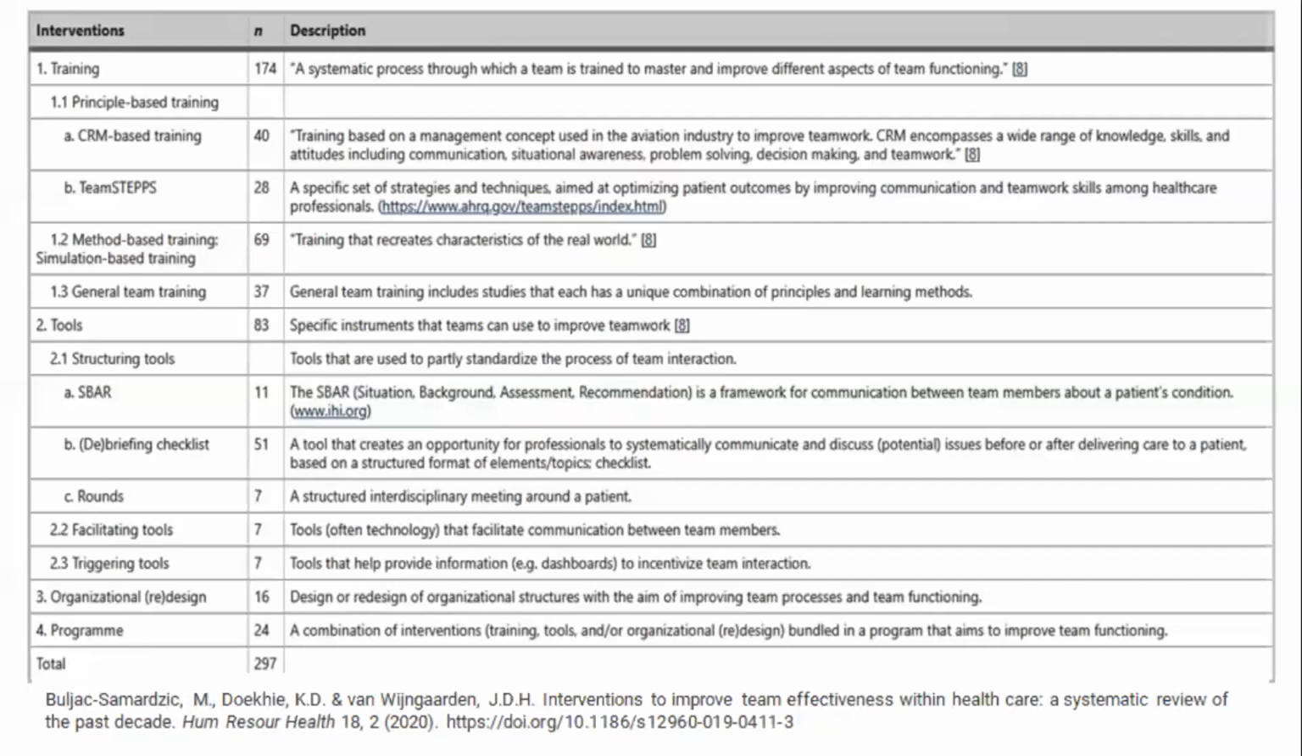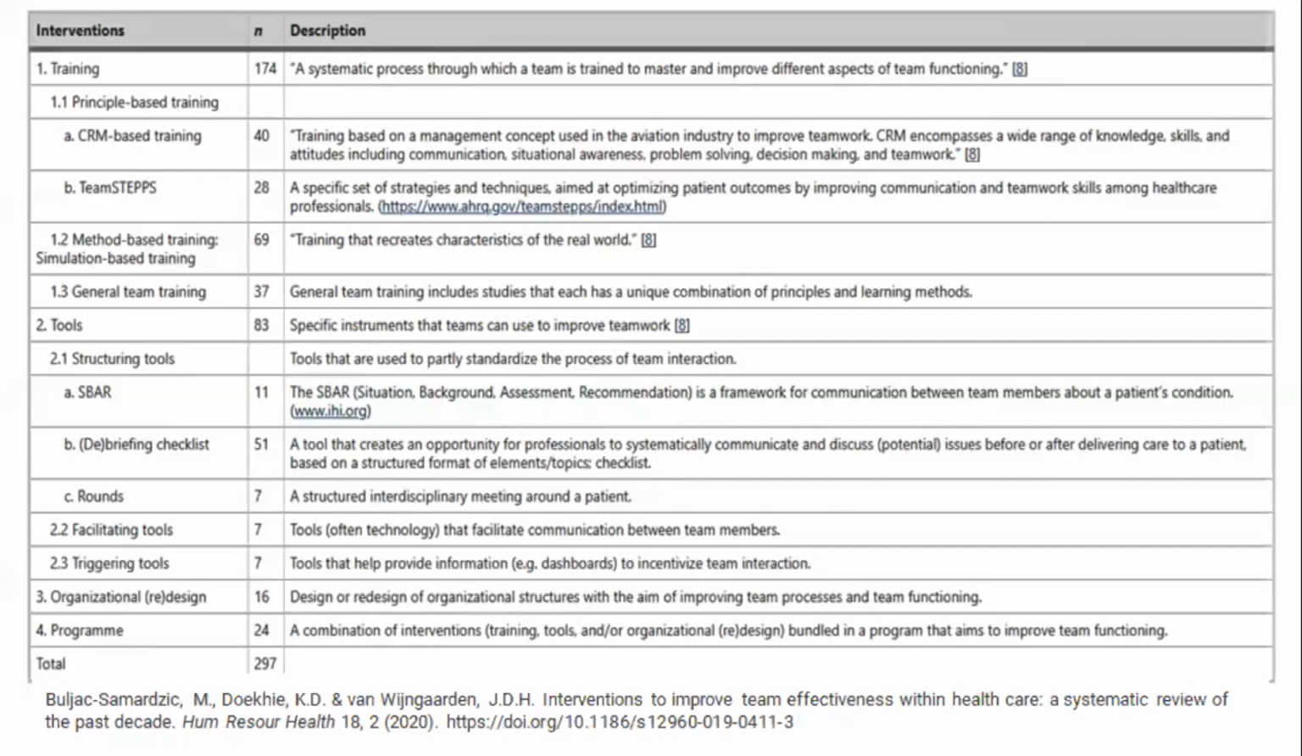So how can you get there? How can you develop teams so that they look like that? One of the ways you can do that is through training, and there are several kinds of training you could do. One, you could use what we call principle-based training.